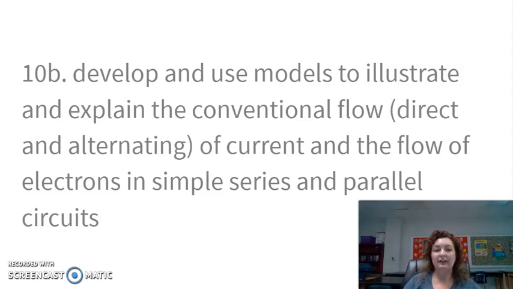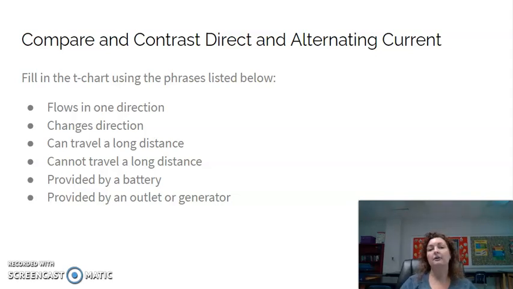Today we are going to be looking at 10B in our AKS portfolio. It says I can develop and use models to illustrate and explain the conventional flow, direct and alternating of current and the flow of electrons in simple series and parallel circuits. So there's a lot going on in this AKS. So let's start going through it.